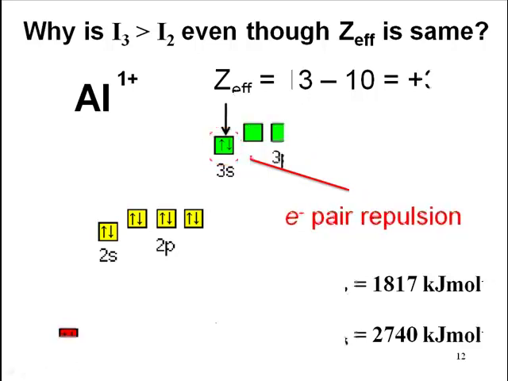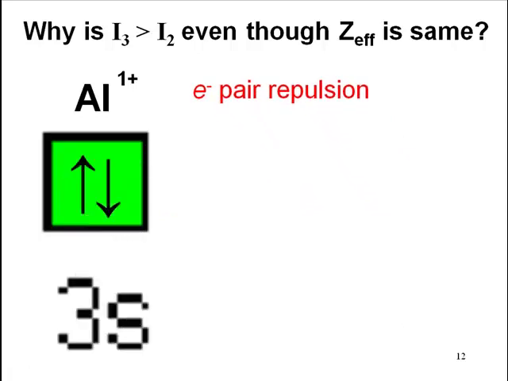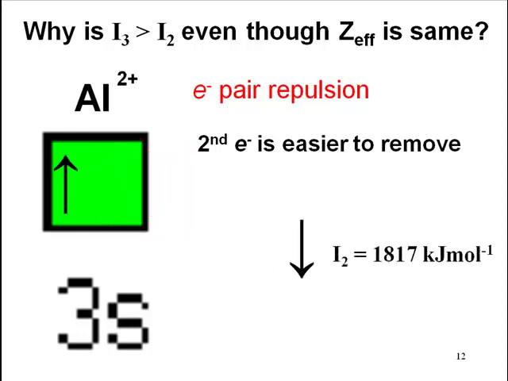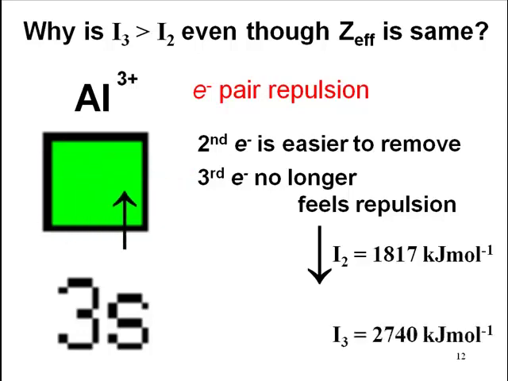So the electron pair repulsion, if you have 2 electrons, like this, these electrons repel one another. They're both negatively charged, even if they're spinning in opposite directions. So the second electron is easier to remove than the first. I'm sorry, not easier. Easier to remove than the third, pardon me. The third one no longer feels that repulsion from the one that used to be hanging out in the 3s.